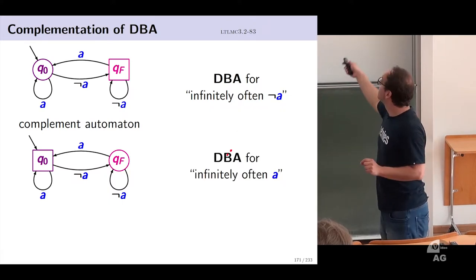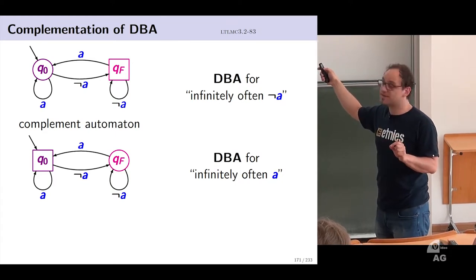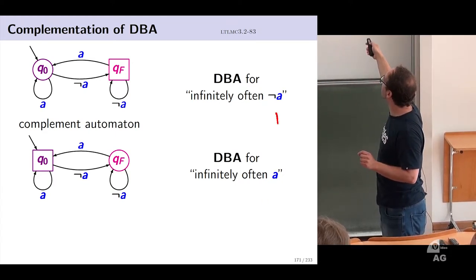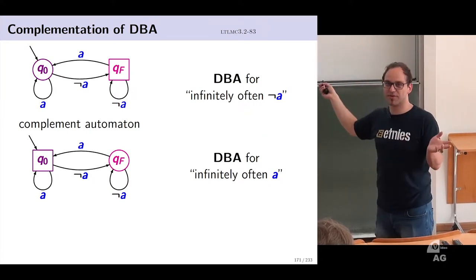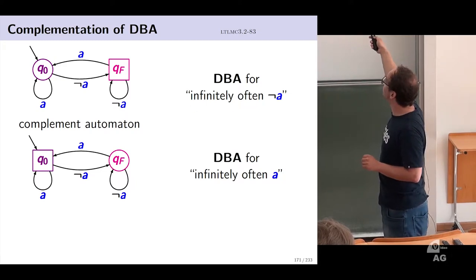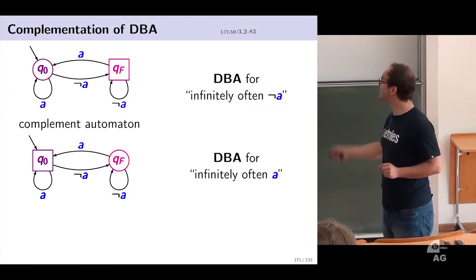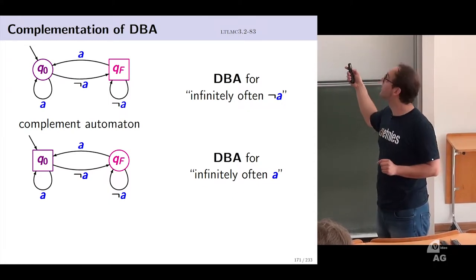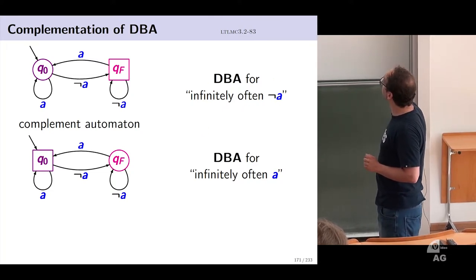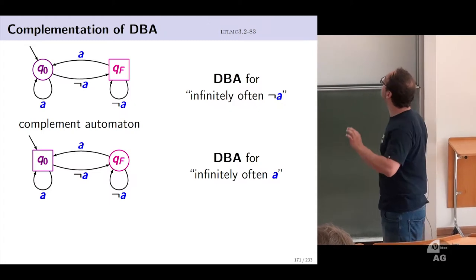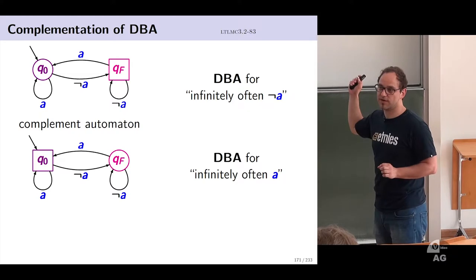Now I hope you see this is not the complement of one another. It might be tempting to think that it is because you're saying not A, and so I complemented the A back here, so it should be fine. No, it's not. Because the complement of infinitely often not A is only finitely often not A. That's something else than infinitely often A. In particular, if you reformulate infinitely often not A, the complement is from some point on always A, which is not just infinitely often A.